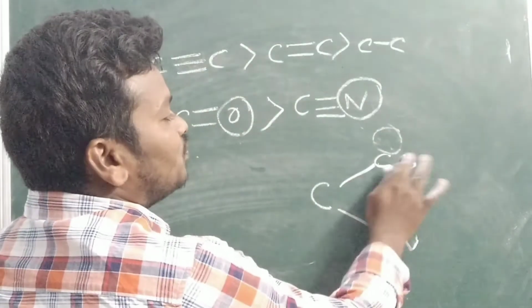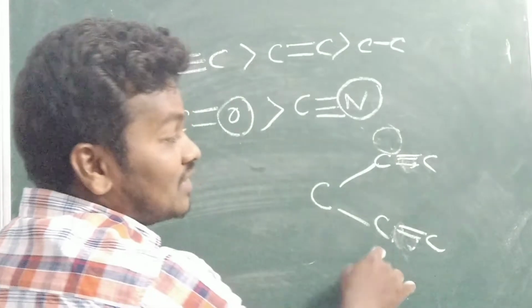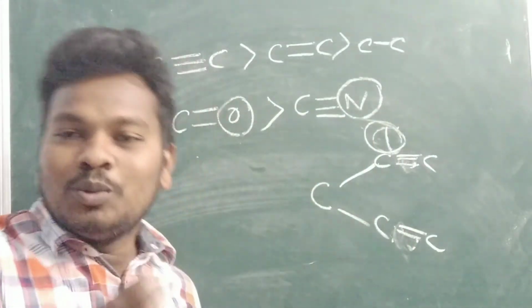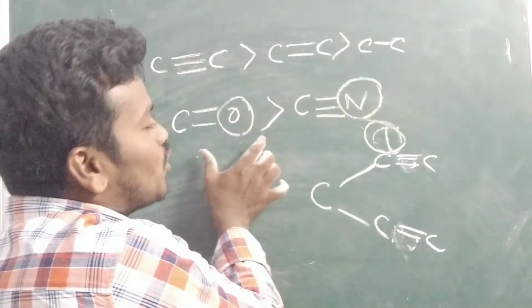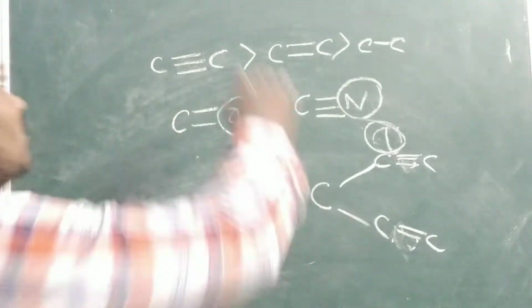For example, C triple bond carbon C, and C triple bond carbon 2. This time you can give the priority to the carbon triple bond. If the same type of groups are present, you can go with one. If different types of groups are present, you can go with the highest atomic number only.